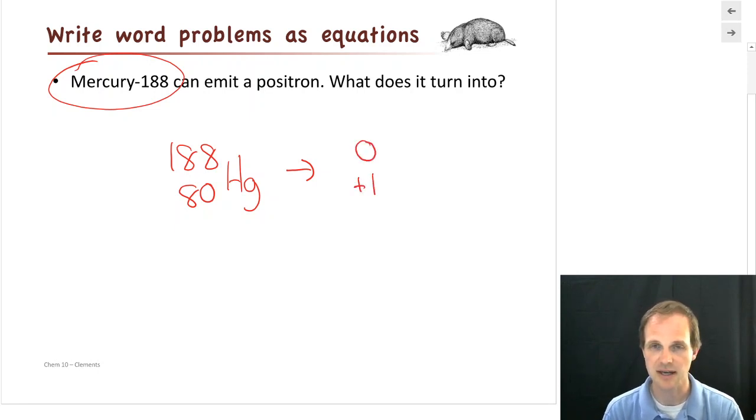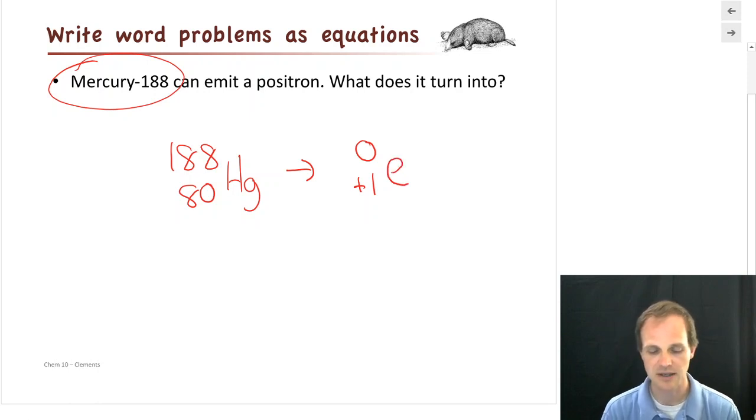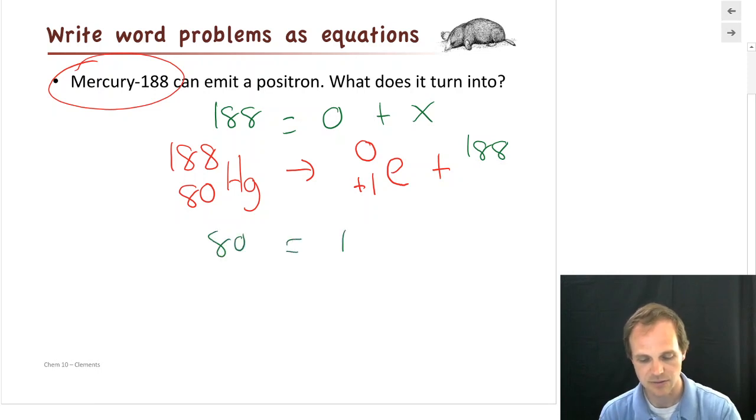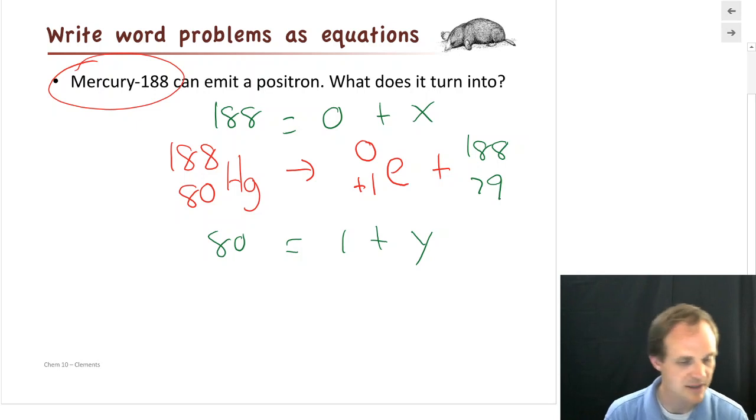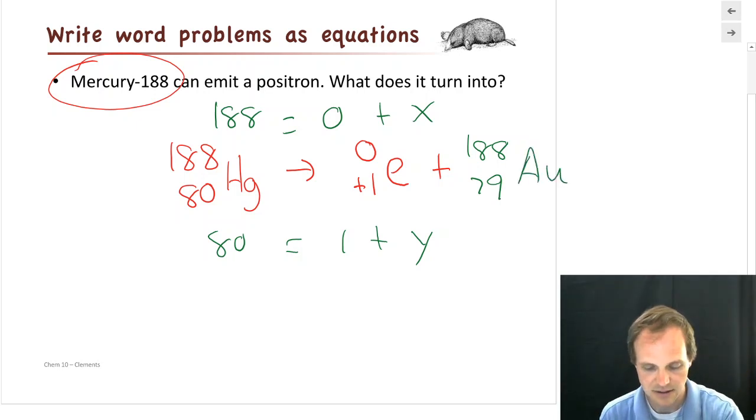The positron had a mass number of 0 and an atomic number of +1, and we usually called it an e right there. And then we got to figure out what else it turned into. We're going to say 188 is equal to 0 plus 188, and 80 is equal to 1 plus 79. We find element 79 on the periodic table, and that is gold.